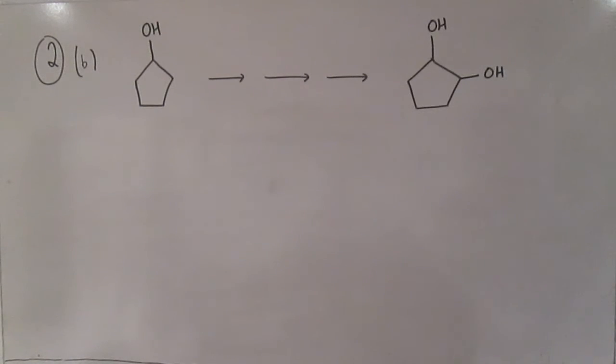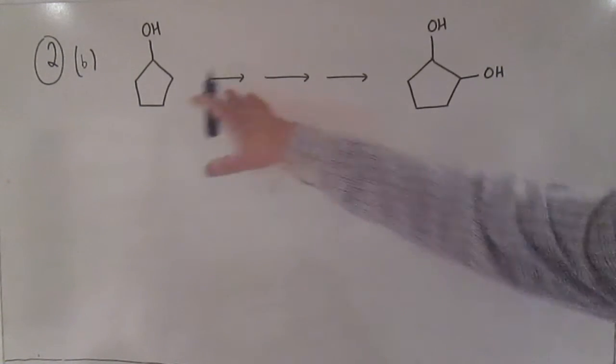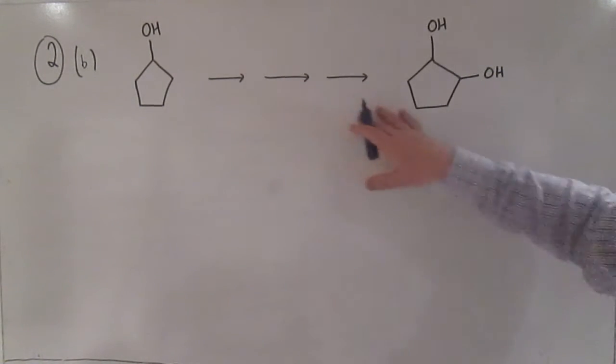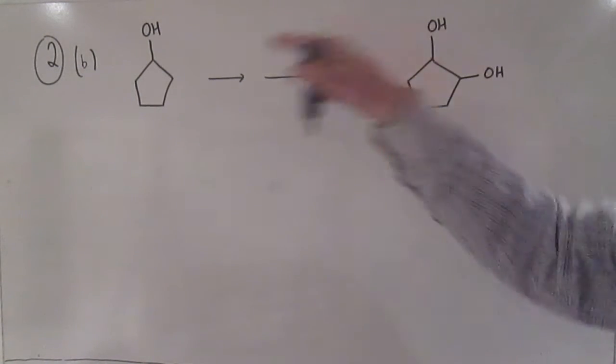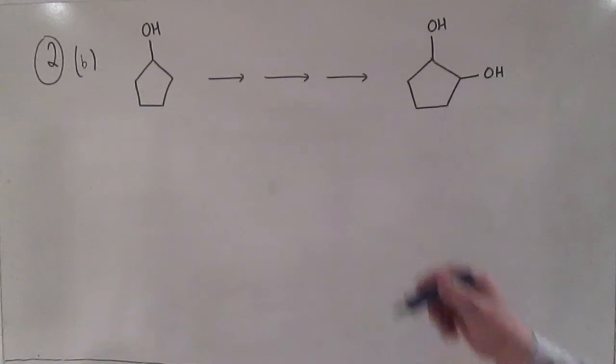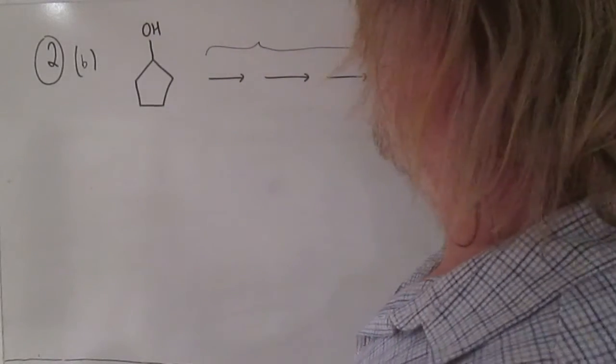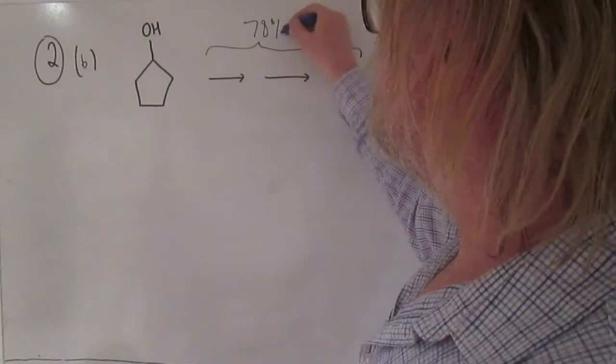Part B is a percentage yield question. It didn't depend on you having a particular route for that, because it just gave you the overall percentage yield for getting from here to there. So it told you that overall the yield there was 78%.